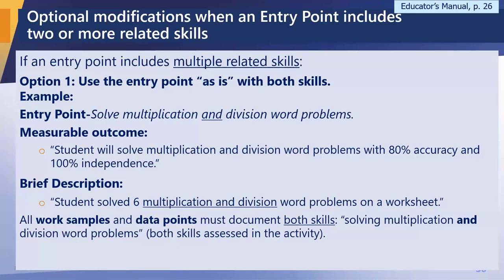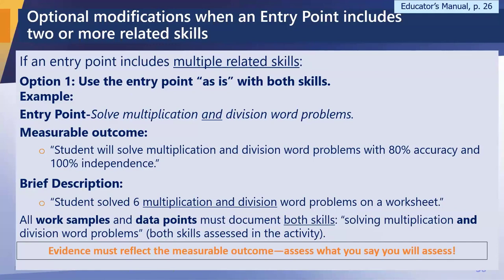I know that my student, we've been working on multiplication, we've been working on division. So now I want to assess them on both. So my brief description says, student solved 6 multiplication and division word problems on a worksheet. All my work samples, all my data points on my graph are going to have both of those skills. So you're going to solve multiplication and division word problems all the way through. But remember that your evidence always reflects that measurable outcome, right? We talked about that t-shirt.